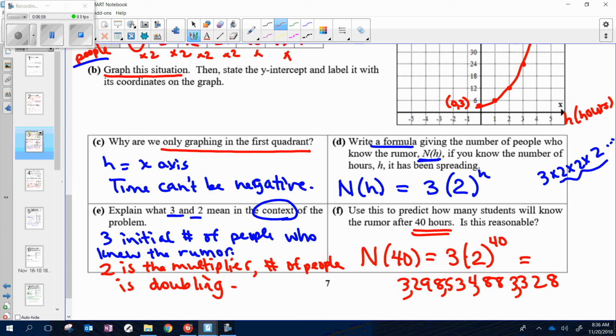3328. I want to put some commas in here after every third number. Holy cow, that's a lot of people. Is that reasonable? No. I think that's more people than we have in the whole wide world. So it's not reasonable. That's how quickly things spread exponentially.